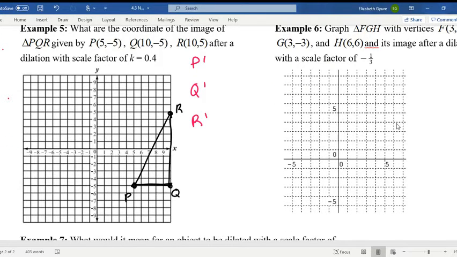Okay. P was 5, negative 5. Anna, what'd you get for P prime? Good, 2, negative 2. Q was 10, negative 5. Ethan, what did you get for Q prime?